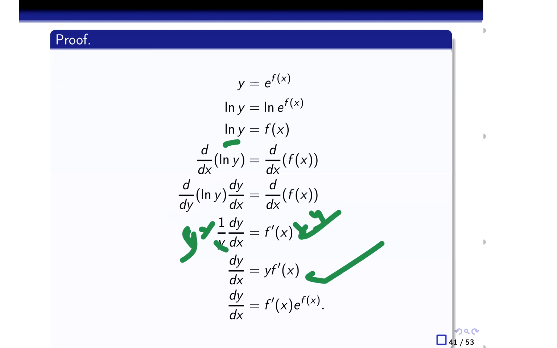And again, remember, y here is e raised to power f(x). So it means that dy/dx is basically f prime of x times e raised to power f(x). Easy proof right there. And then you can go to the next one where we take some examples.